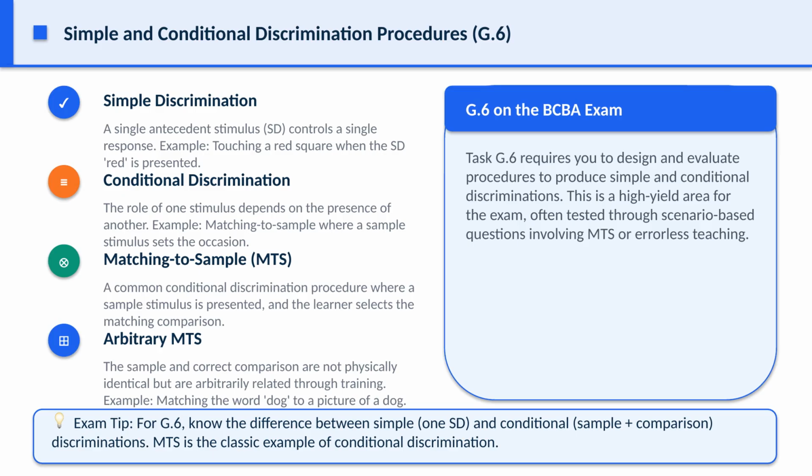Two MTS types are critical for the exam. Identity MTS, where sample and correct comparison are physically identical, e.g., matching a red card to another red card. And arbitrary MTS, where the relation is learned through training, not physical similarity, e.g., matching the word dog to a picture of a dog. Errorless discrimination training uses prompts to ensure correct responses initially, then systematically fades them to prevent errors and build strong, efficient stimulus control. Understanding these procedures will help you analyze how antecedents guide behavior and design effective teaching interventions.